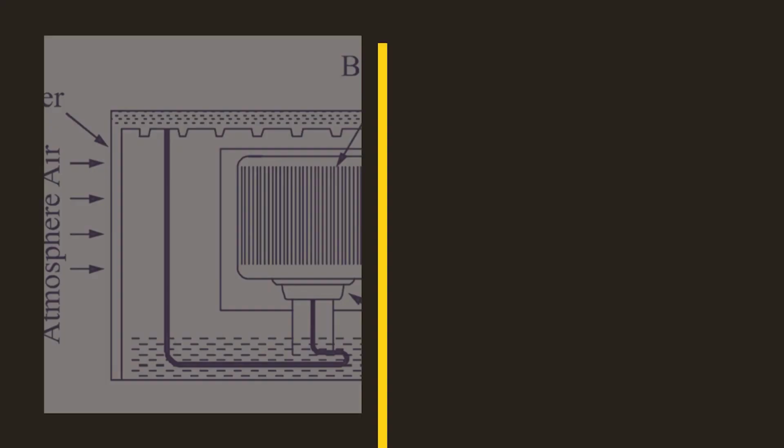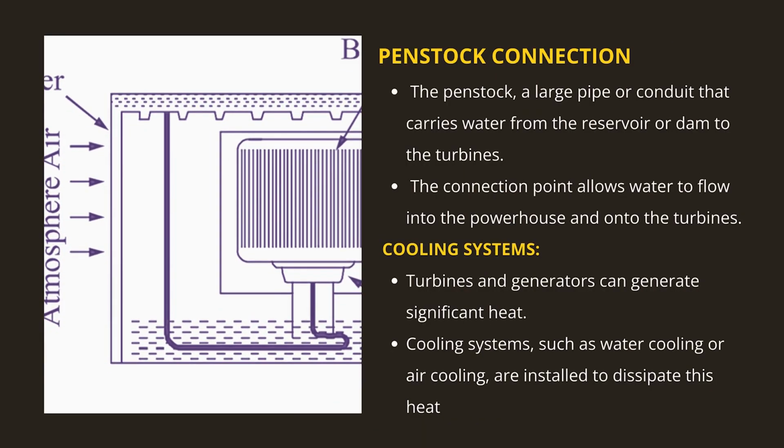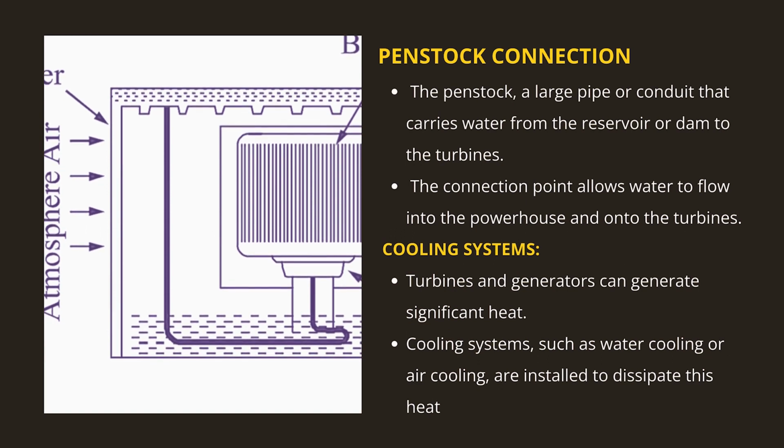generate rotational motion. Now, let us talk about penstock connection. The penstock, a large pipe or conduit that carries water from the reservoir of the dam to the turbine, is connected to the intake structure outside the powerhouse. The connection point allows water to flow into the powerhouse and onto the turbine.